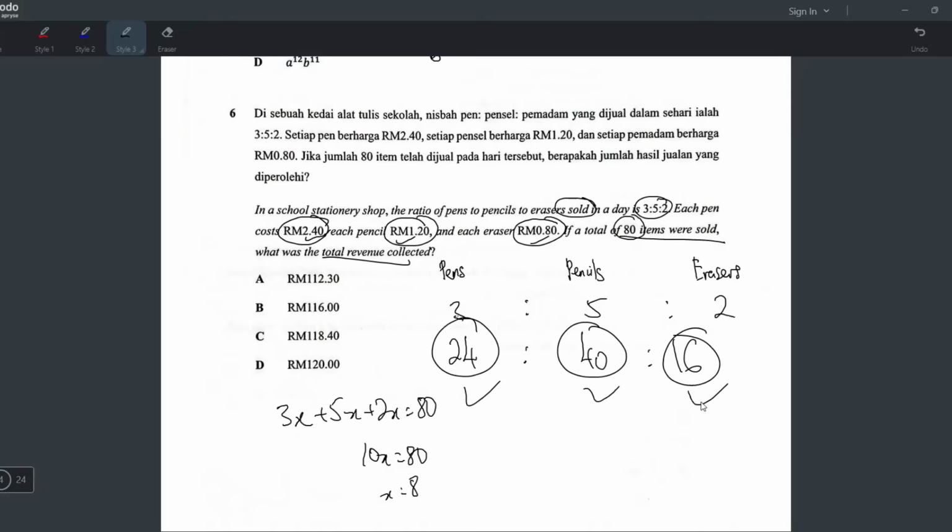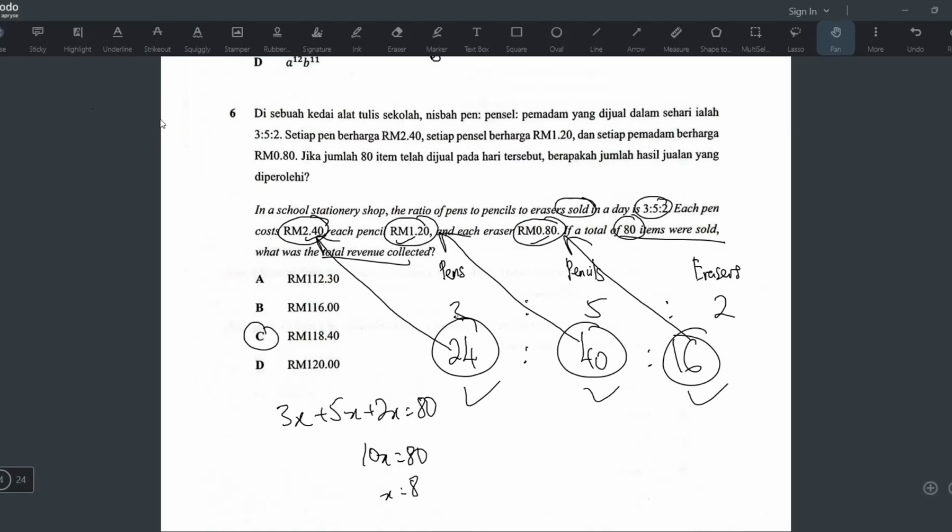So now that you know the actual bilangan, now you can multiply with the price, right? So I'm just gonna press 24 times 2.4 plus 40 times 1.2 plus 16 times 0.8. Okay, let me press my calculator. So my calculator gives me 118.4. So yeah, there's the answer there. C is the answer. Yeah, this question I was a bit stuck on it at first, but I think this is how you do it.